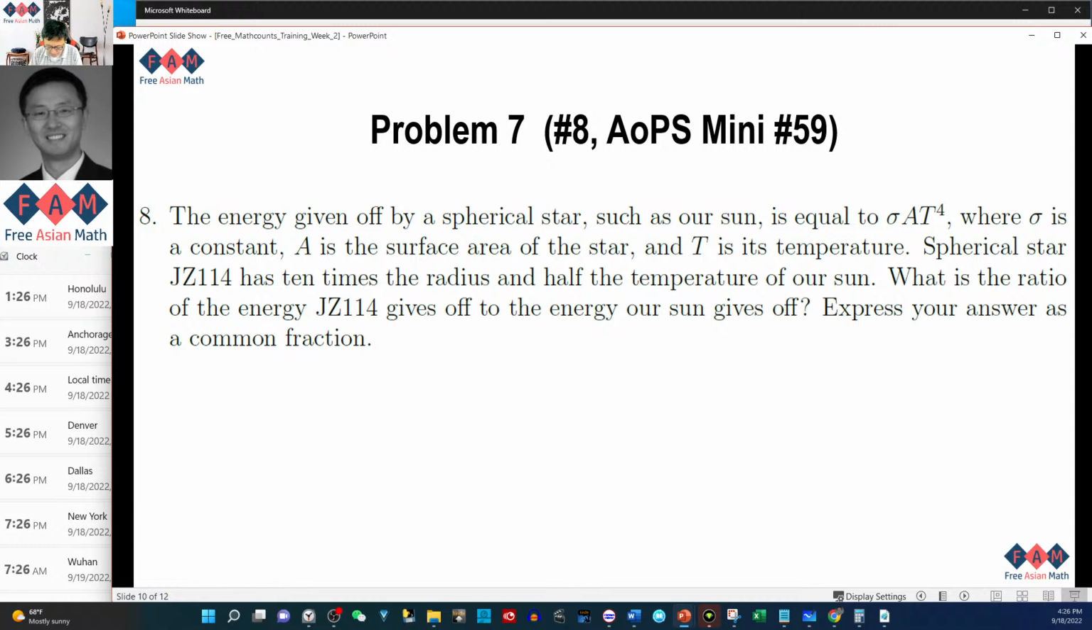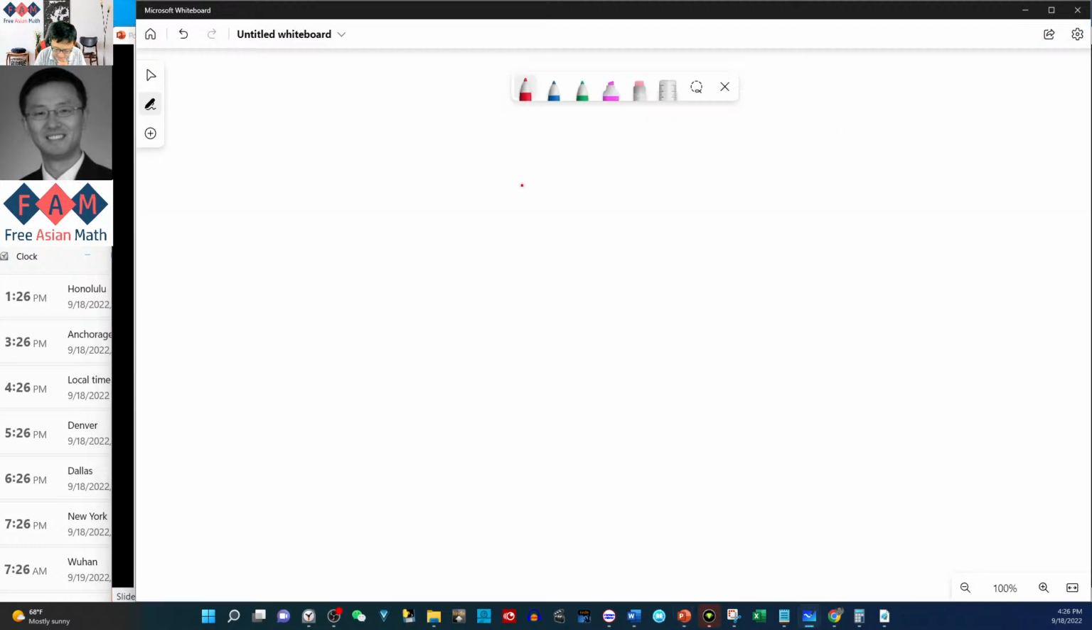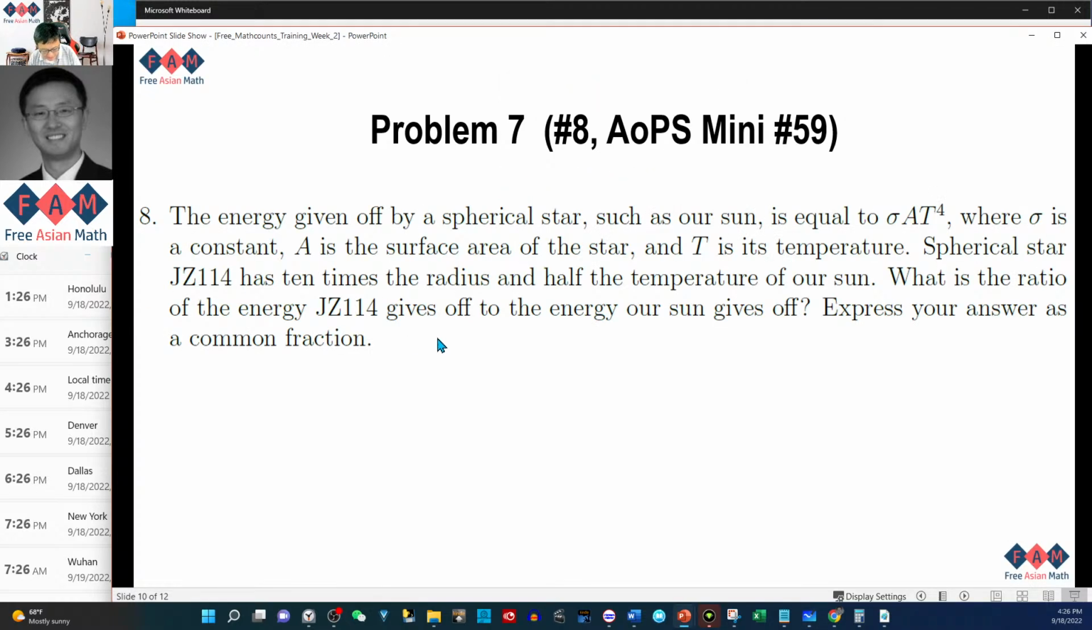This problem. So we have a formula for the energy given off by a spherical star, like a sun, whatever. Every star is a sphere, right? So such as sun. So we know this formula is sigma, this Greek letter sigma, times A times T to the fourth power, where sigma is a constant. We don't worry about that too much. It's just a number. A is the surface area of the star, and T is its temperature.